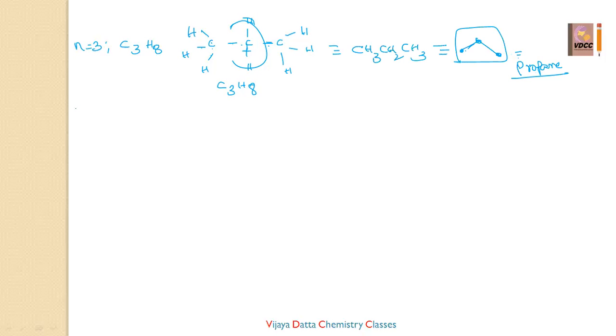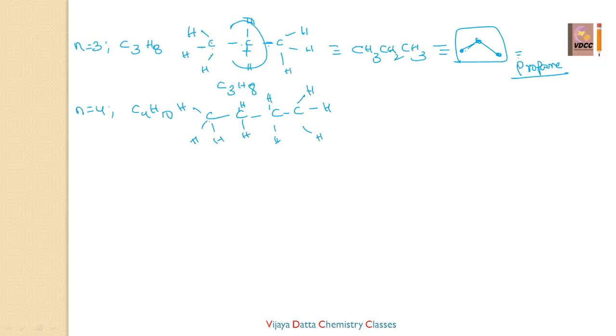We can go with one more example, n equal to 4, then C4H10. Then you have to go with four carbons, each with single bonds. Then arrange the hydrogens, sharing tetravalency. Only two bonds are there, here one more hydrogen, here one hydrogen. Here only two bonds, hydrogen, hydrogen. Here only two bonds, hydrogen, hydrogen.